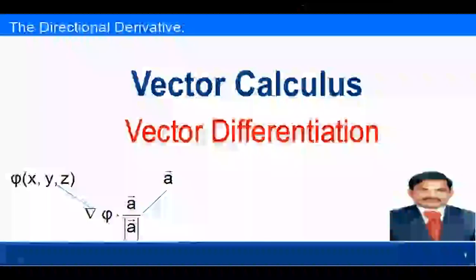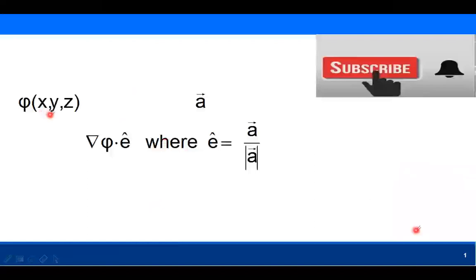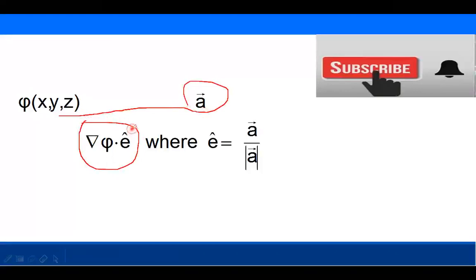Hi friends, in this lecture we will study how to calculate the directional derivative of a scalar point function. Suppose phi is any scalar function. The directional derivative of the scalar point function phi along the direction of the given vector a bar is given by del phi dot e cap, where e cap is the unit vector along the direction of the vector a bar. I already explained about directional derivative.